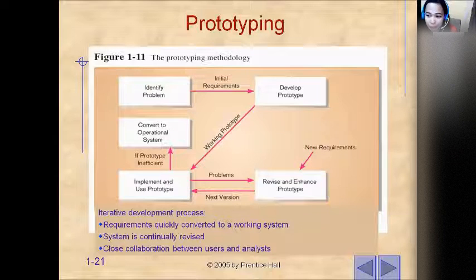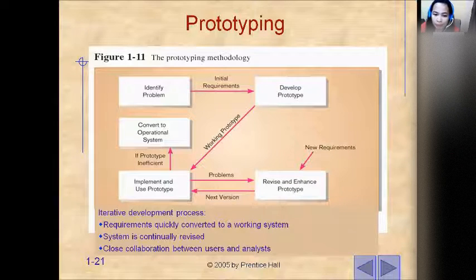These are the phases of a prototyping model. First, you have to identify the problem. Next, to enable you to develop the prototype, of course, you should have the initial requirements. To develop the prototype, you're going to create a working prototype, and then implement and use the prototype. If it's inefficient, convert to an operational system. If there are problems, you can revise and enhance the prototype, and then create the next version, until you finish the prototype.